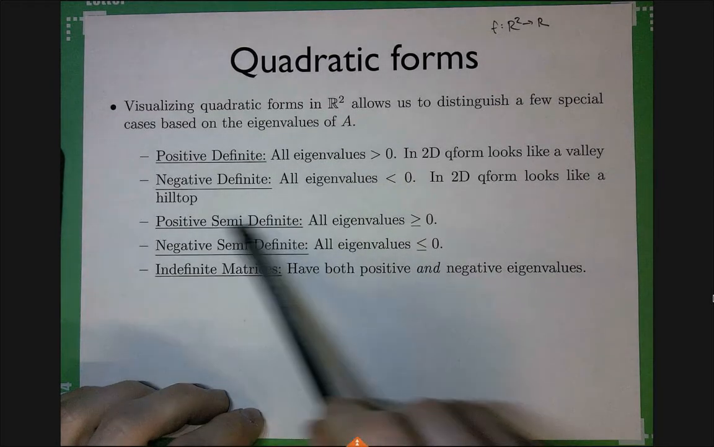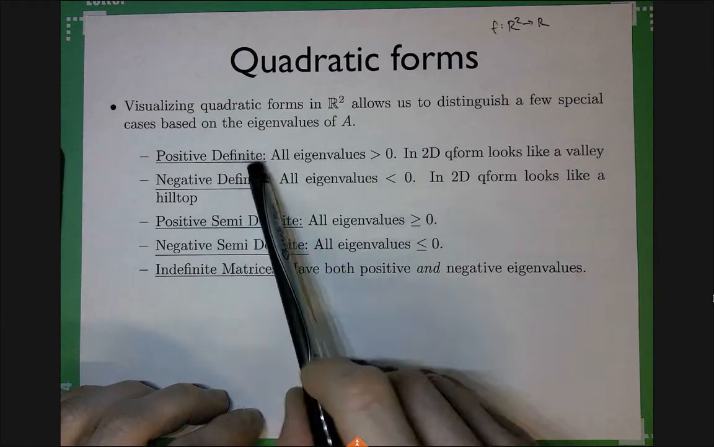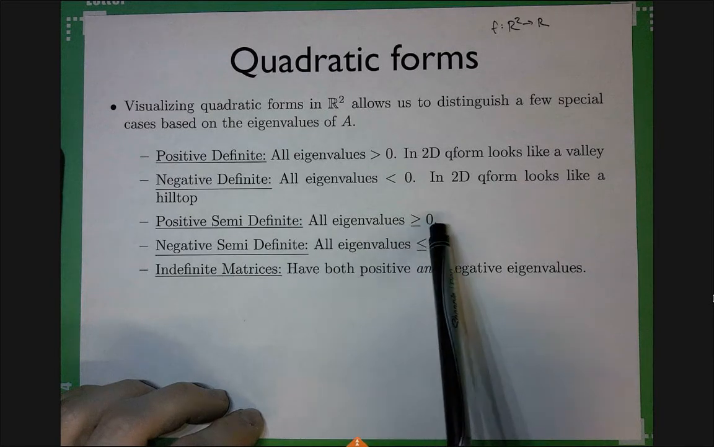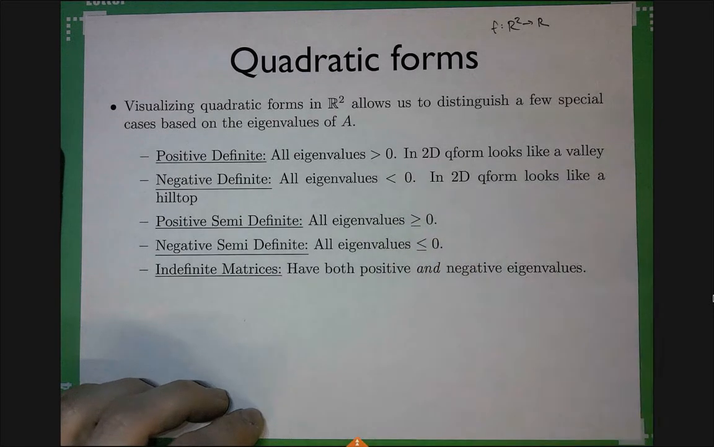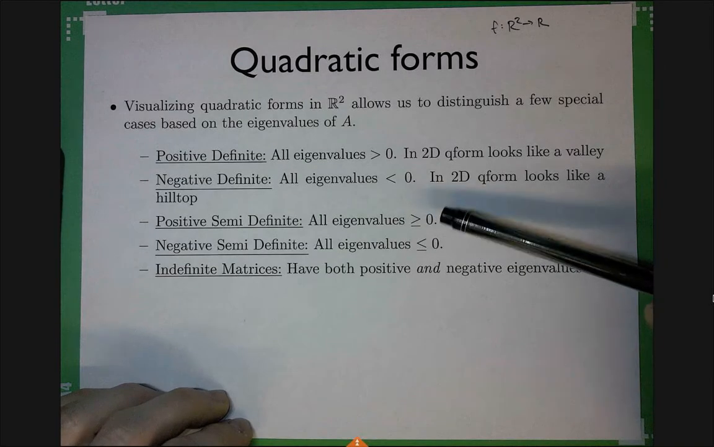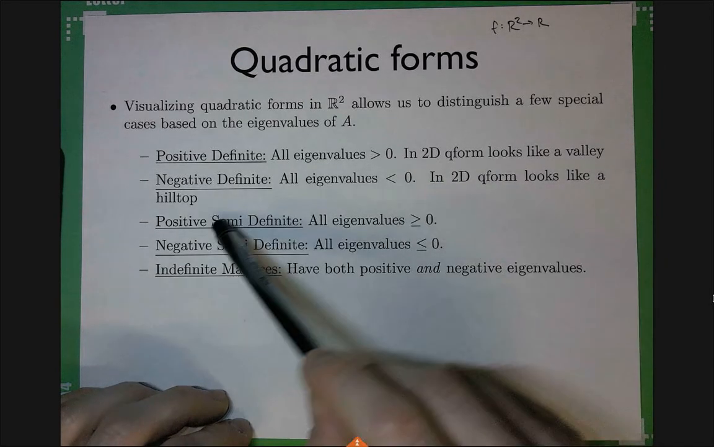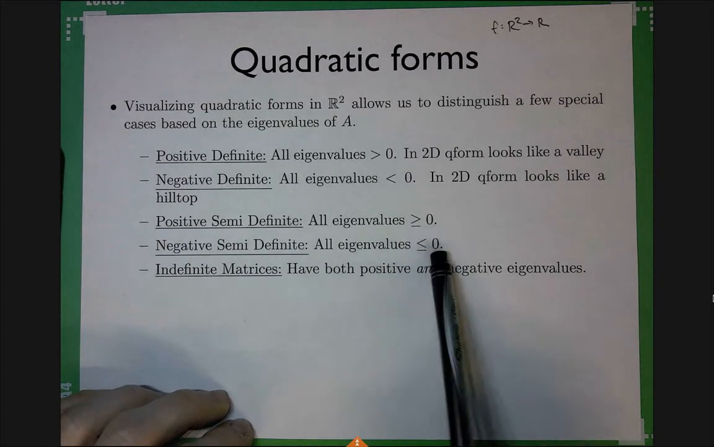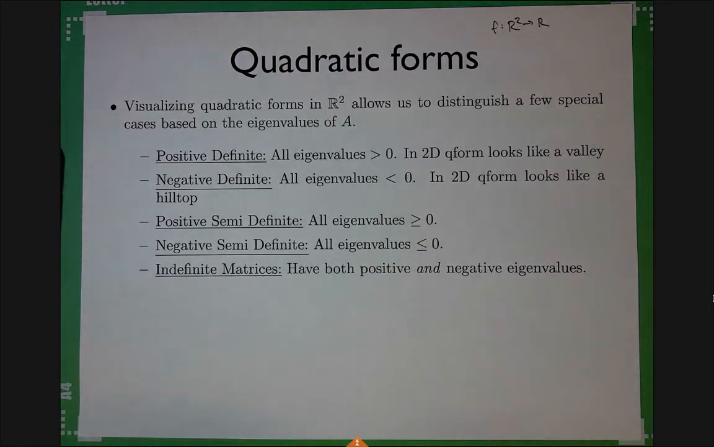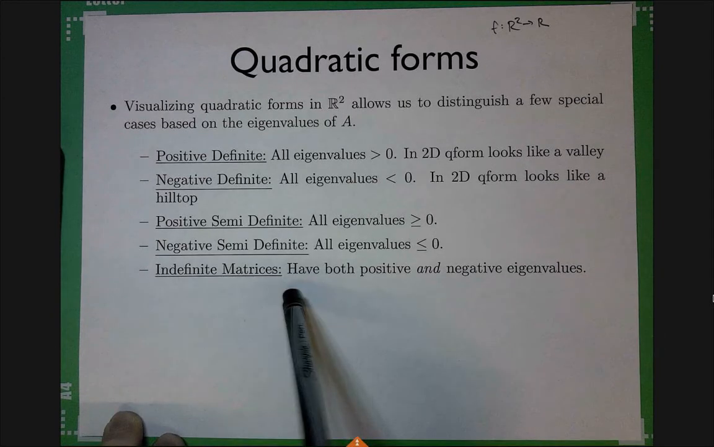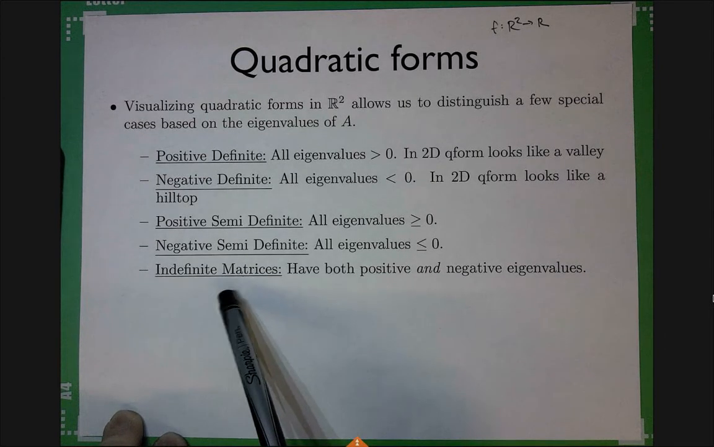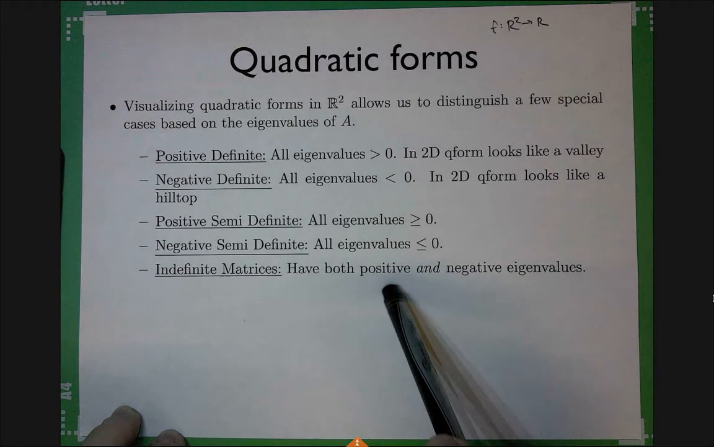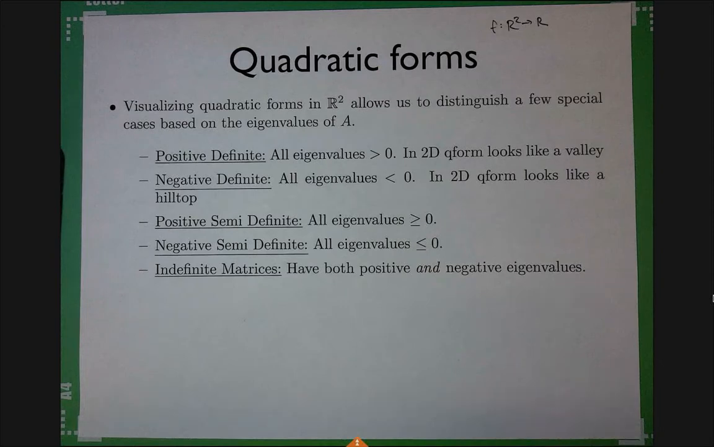And now positive semi-definite, it's just a slight relaxation of positive definite, and it says that all eigenvalues have to be greater than or equal to 0. So the only difference is that I'm permitting zeros here in semi. That's why the semi. The same idea with negative semi-definite, where they have to be less than or equal to 0. And the really interesting, really distinct case are indefinite matrices, which have both positive and negative eigenvalues.